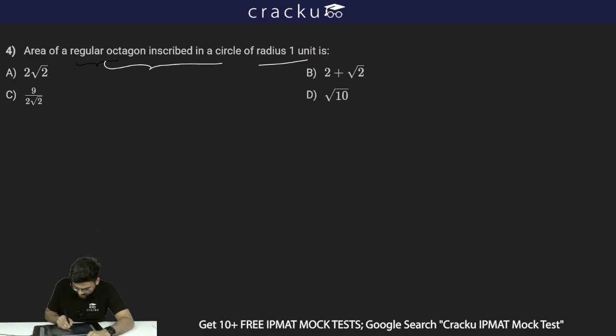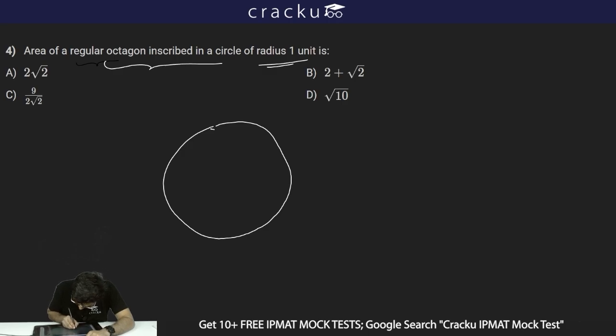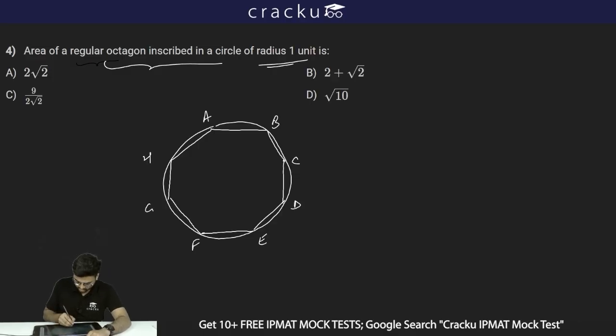inscribed in a circle of radius 1 unit is. So if I say this is my circle, my octagon will be like this. Let's say this is my regular octagon, with vertices A, B, C, D, E, F, G, H. Let's say this is the center of the circle. The center of the circle and the center of the octagon will be the same because it is a regular octagon.